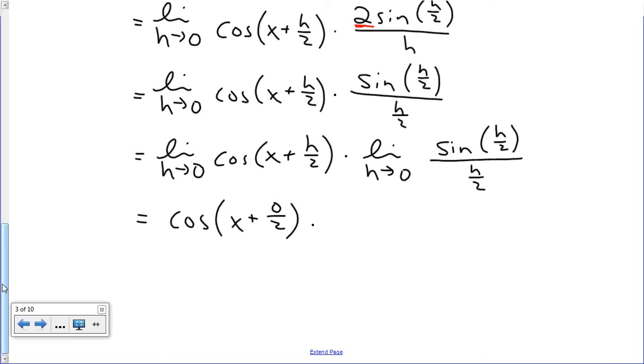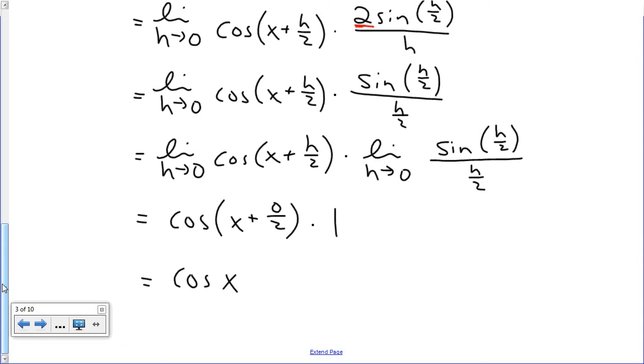And if you go back to that very first limit we talked about at the beginning of this section, that's the same limit. And so it turned out that limit was equal to 1. That's the reason why we had to talk about that limit to start off with. So to rewrite this then, this just becomes the cosine of x. And that's what we're trying to prove. Prove that the derivative of sine is equal to cosine. We've done it.